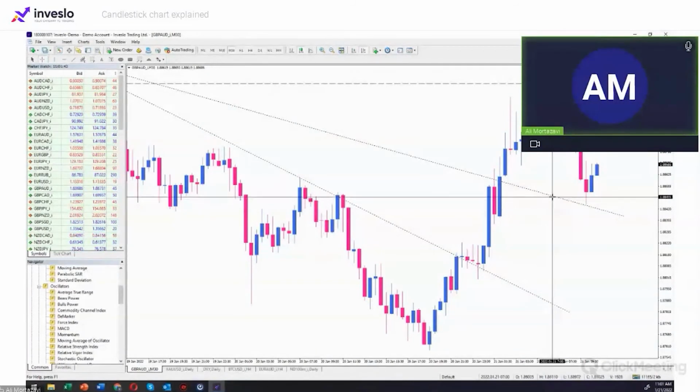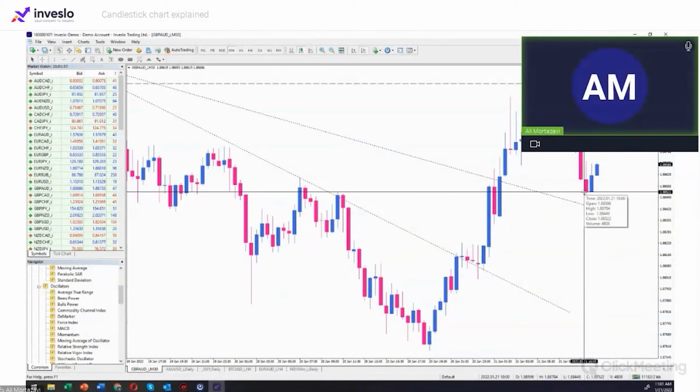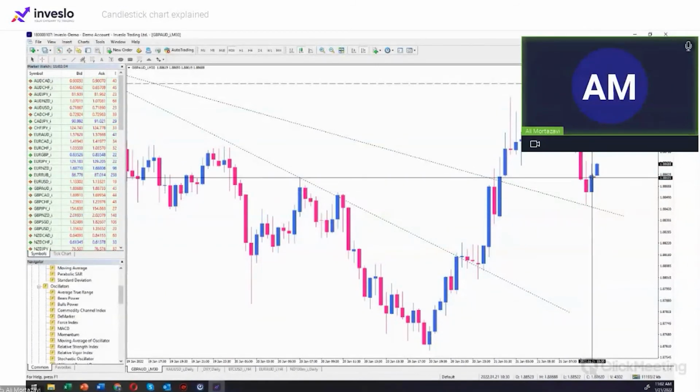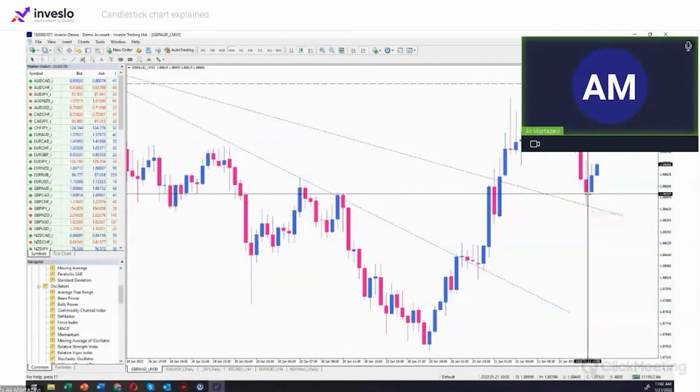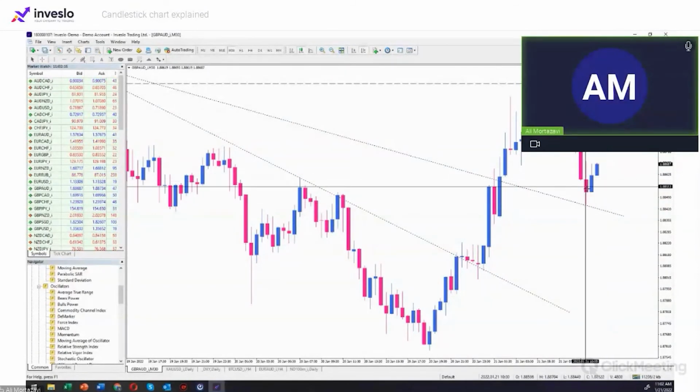Because, for example, at this level as a support level, some buyers found it interesting to jump on the market, so they opened more buy positions and pushed the prices higher to this level, and eventually the market closed at this level. And after that, more buyers ran into the market and pushed prices higher. So in that case, we see this rejection, and this candle here can confirm this rebound from here.